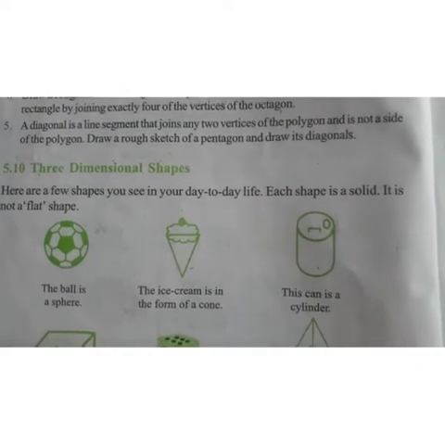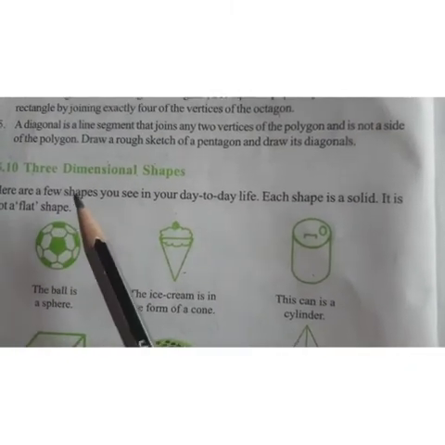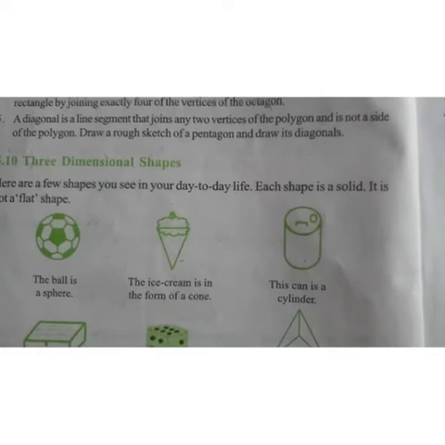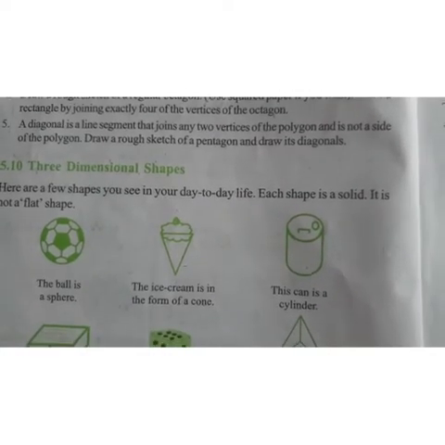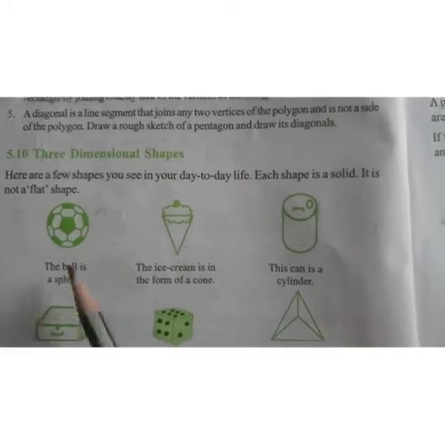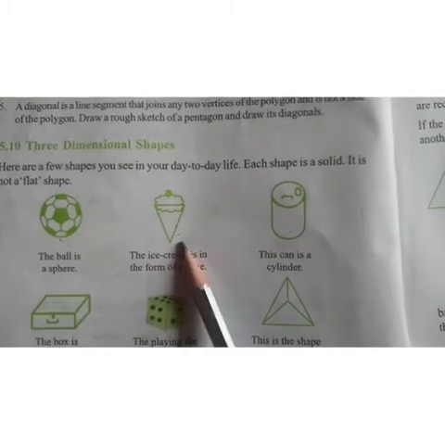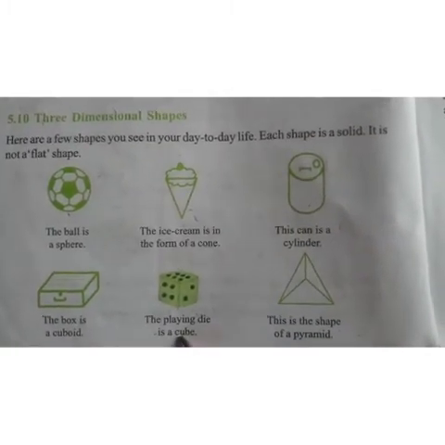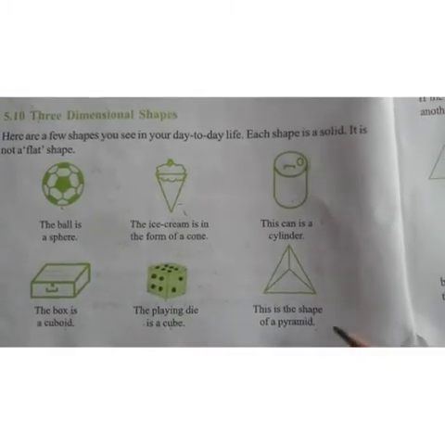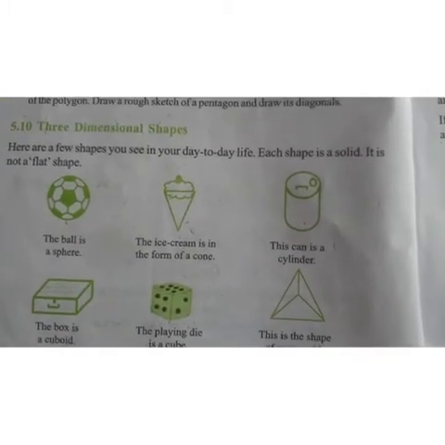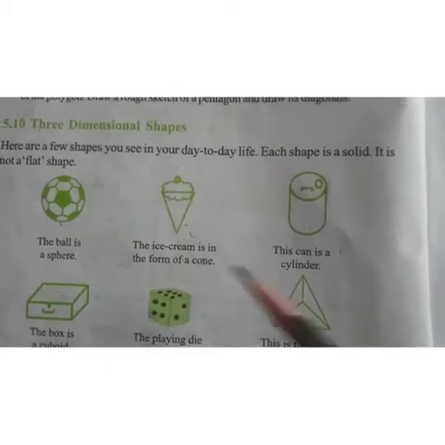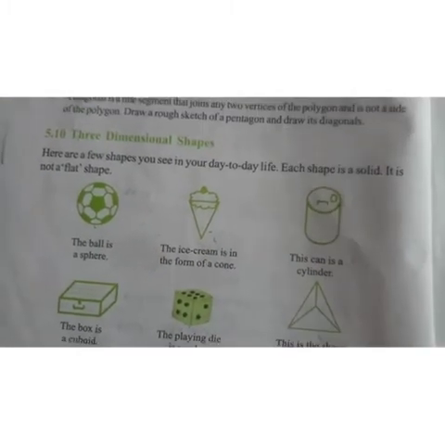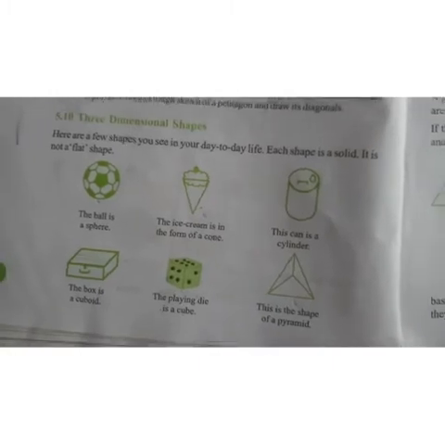Students, in the last session we had studied about polygons. Now let us study three-dimensional shapes. Children, you come across various shapes in your day-to-day life. Each of the shapes is a solid. It is not a flat shape. You can take the example of a ball, the cone of an ice cream, a cylinder, a box that is a cuboid, a playing die which is a cube, and also the pyramid. These resemble shapes such as sphere, cone, cylinder, cuboid, cube and pyramid. These are the shapes which we are going to study today.